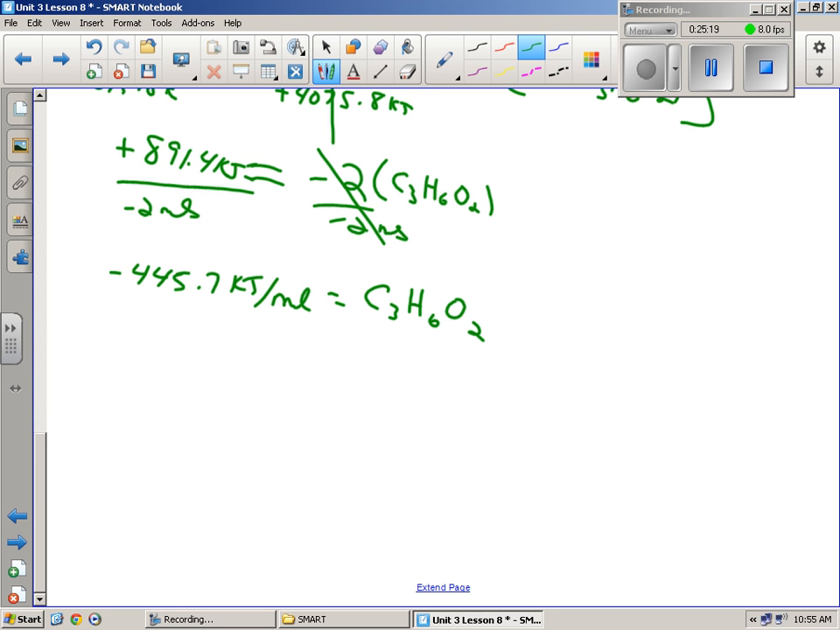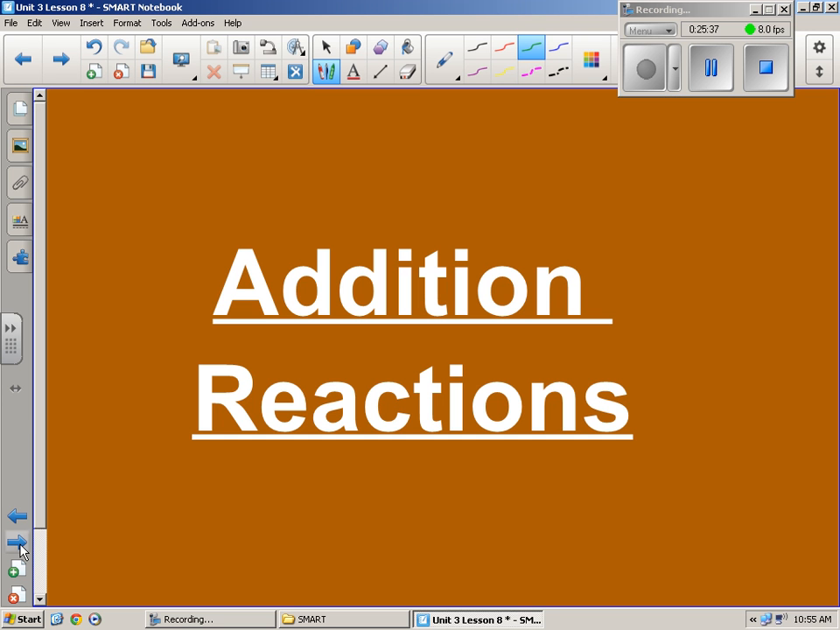Okay. All right. So that's the heat of formation. So delta FH here for C3H6O2 is a negative 445.7 kilojoules per mole. Okay? Good? Good.